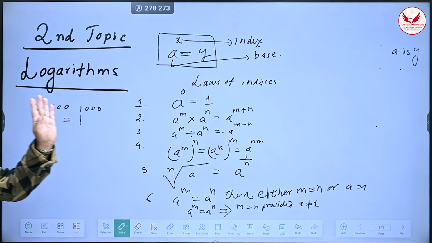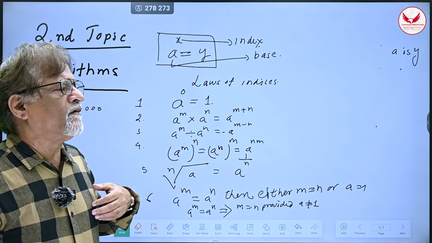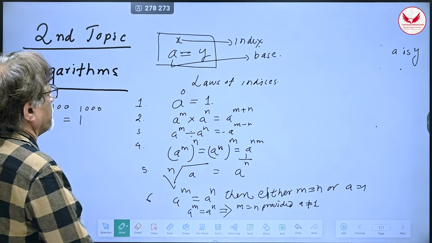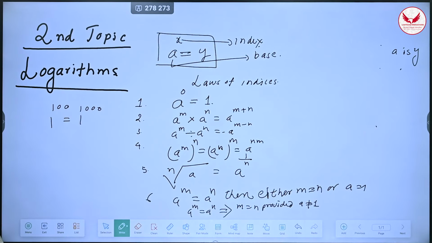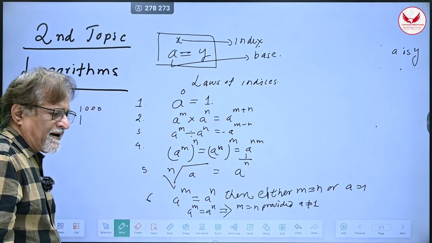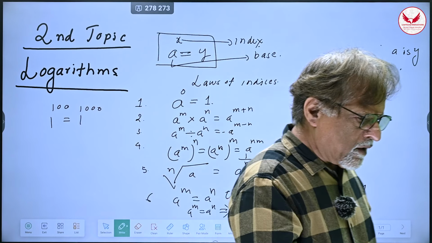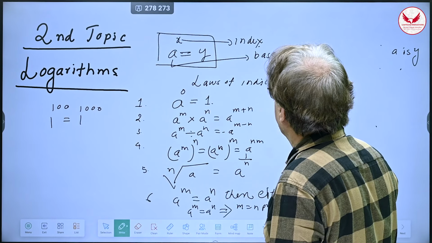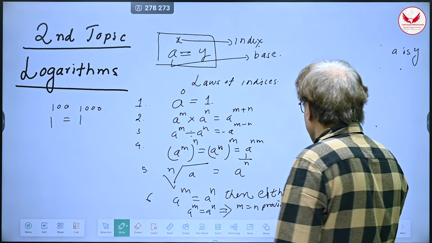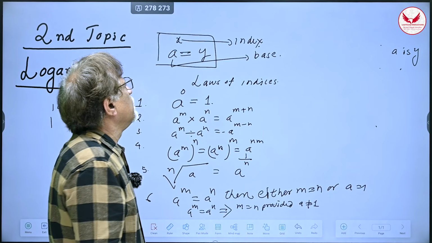I don't want to go into the nitty-gritties of how exactly these laws have evolved and all that. That is not a topic. But these laws are actually very useful for understanding what is logarithm, because logarithm is an inverse process. What is the question that we are solving by using indices?